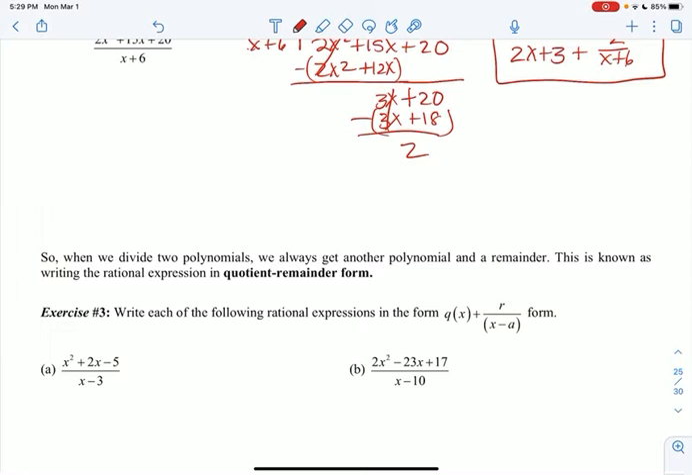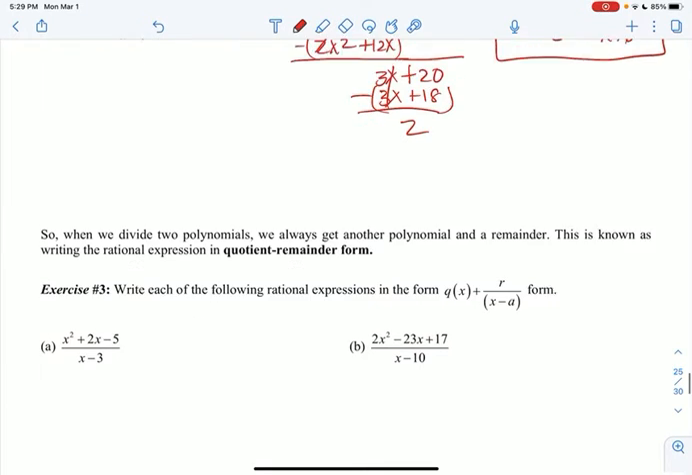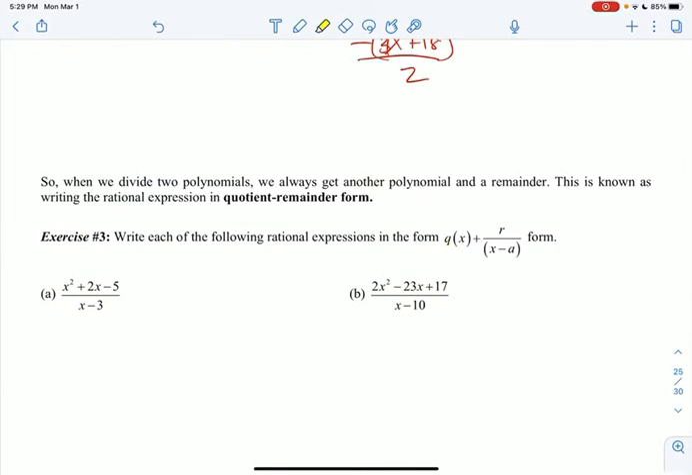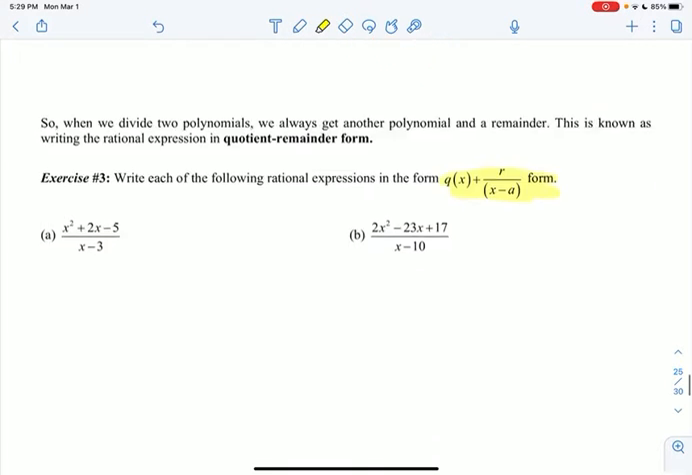All right, so when we divide two polynomials, we always get another polynomial and a remainder. This is known as writing the rational expression in quotient remainder form. So that's what I had, quotient remainder form. The form looks like this: I'm going to have some quotient, plus the remainder. All right, let's try these two.